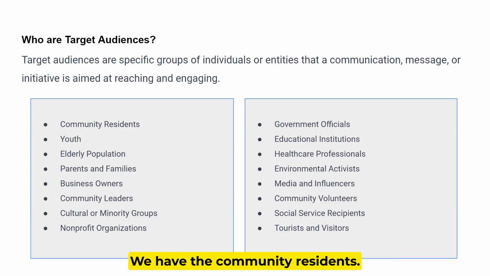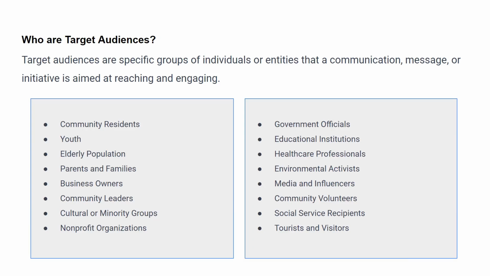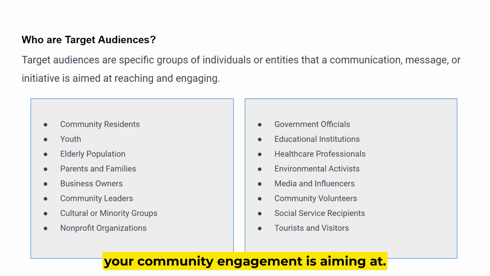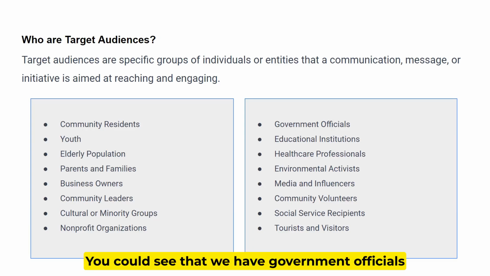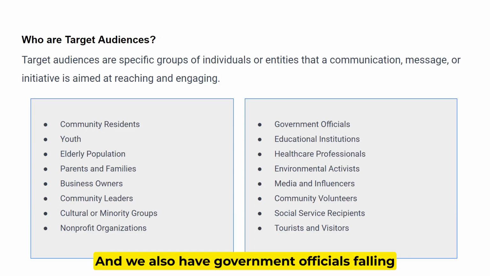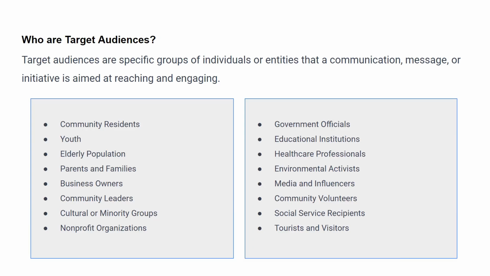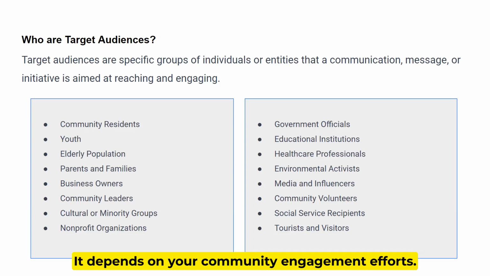We have the community residents, the youth, the elderly population, the parents and families. Depending on the kind of effort your community engagement is aiming at, you could see that we have government officials here under target audiences. And we also have government officials falling under the key stakeholders. It depends on your community engagement effort.